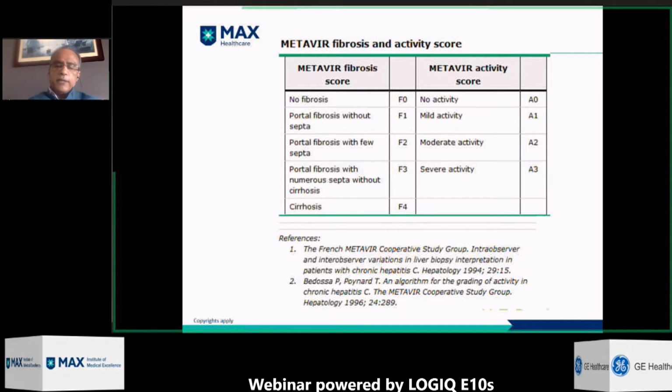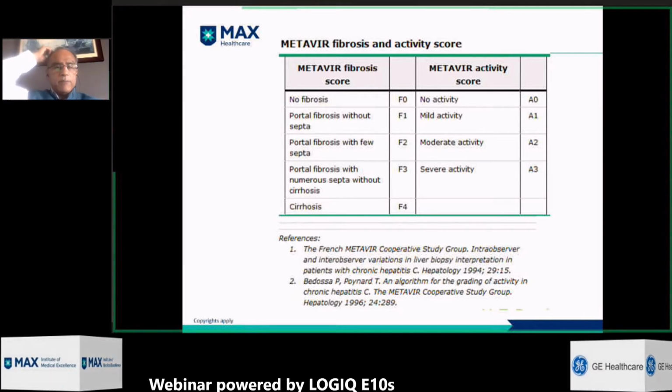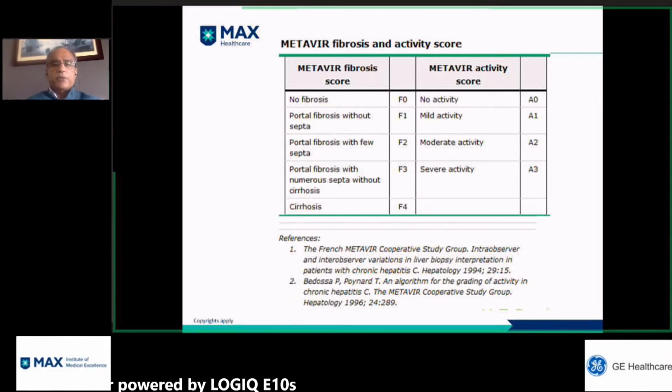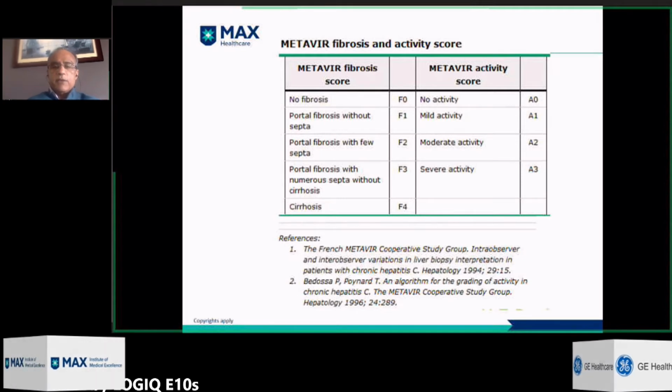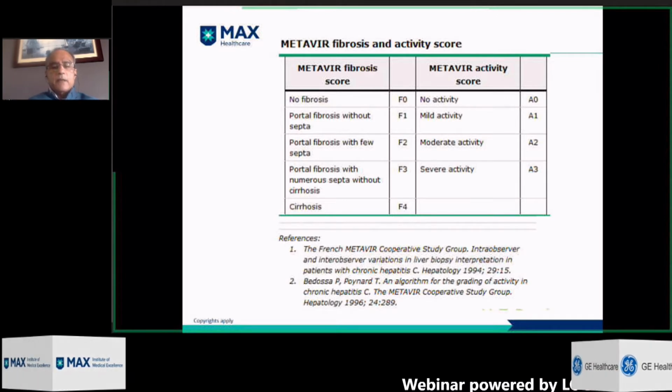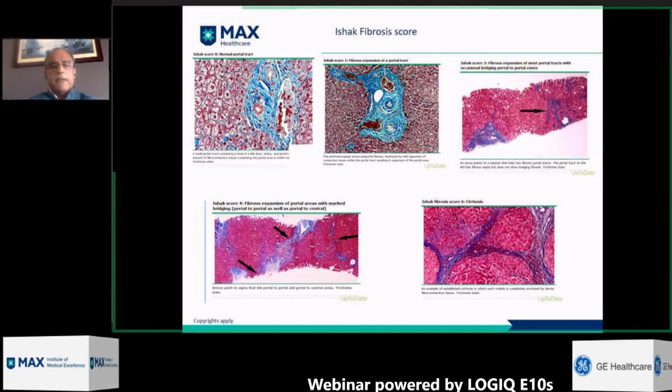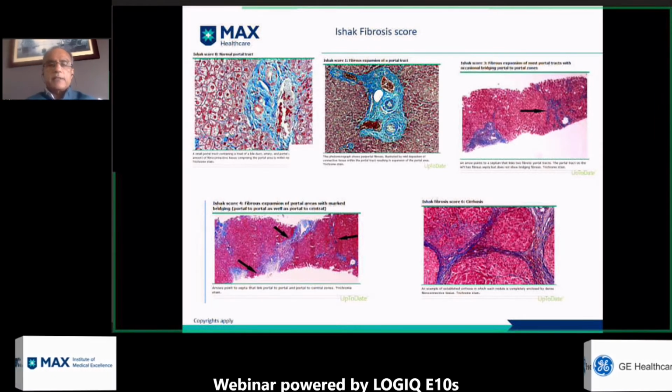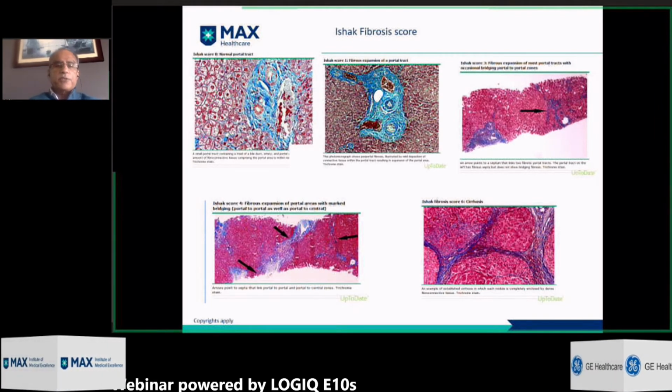Now, any of these ultrasonographic or fibroscan methods assess the fibrosis score. They don't give us an activity score. For that, liver biopsy is essential. Next slide, please. So this is just a histological assessment, and I think Dr. Dhar also showed some of that.